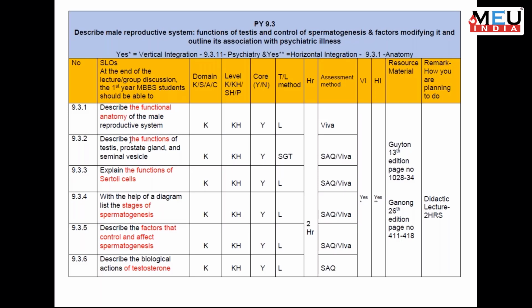then explain the function of Sertoli cells, then with the help of a diagram, list the stages of spermatogenesis, describe the factors that control and affect spermatogenesis, and describe the biological actions of testosterone. This all will be covered in the lectures.